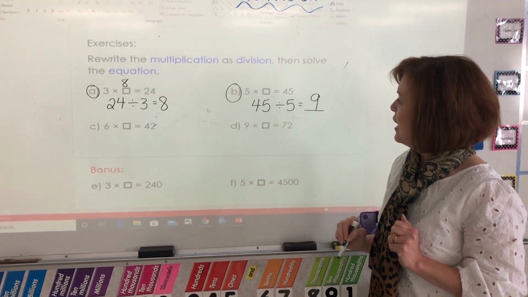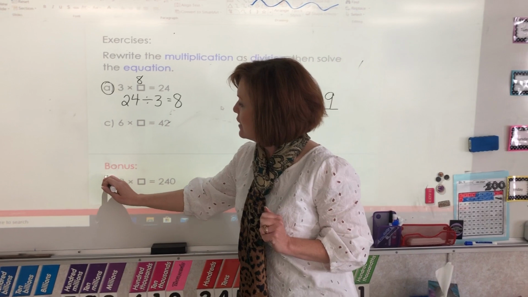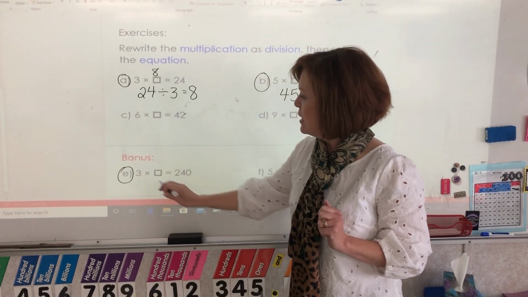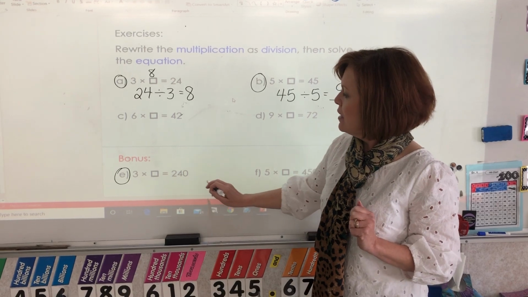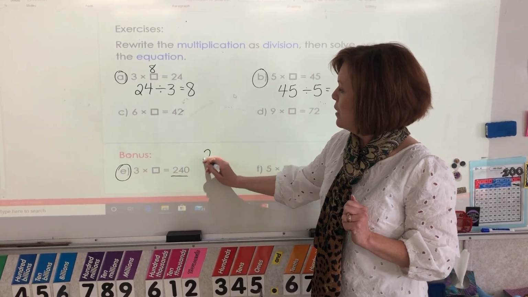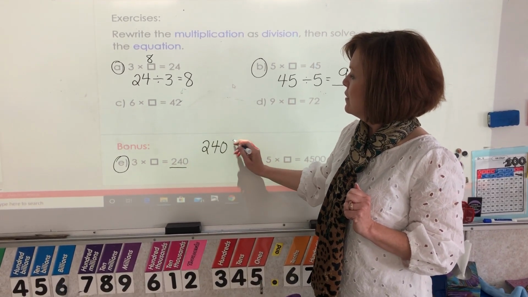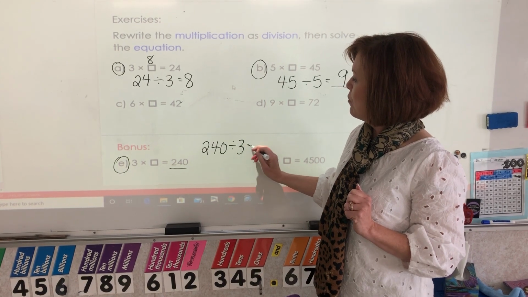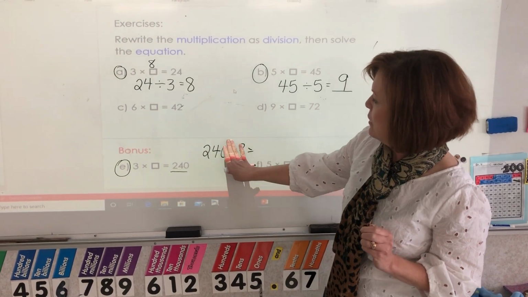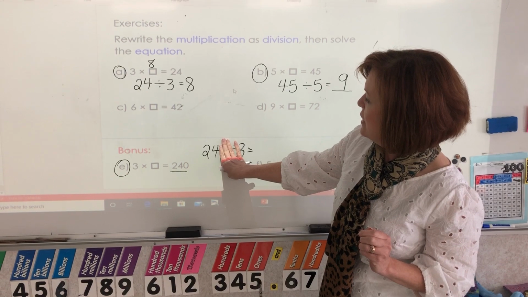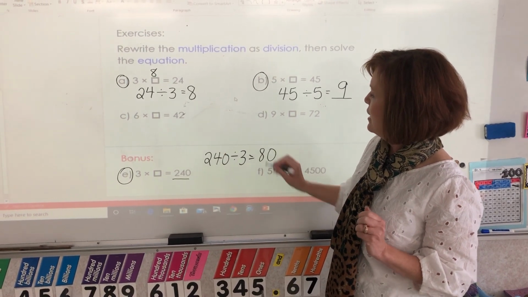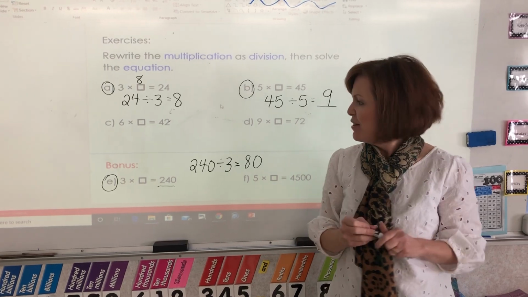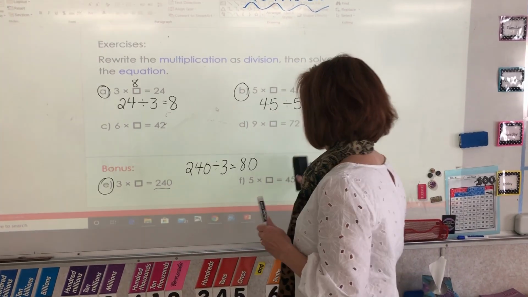All right? And if anybody feels like they're ready, we could even try a bonus. 3 times some number equals 240. I take my big number, 240 divided by 3. And what is that? And you may remember, we can cover up the 0, divide. 24 divided by 3 is 8. And then add back the 0. And the answer is 80. That was a bonus question. All right.